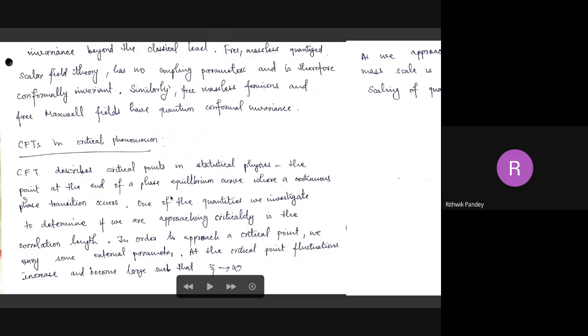Basically, we are talking here about second order phase transitions. The characteristic of a second order phase transition is that as we approach the critical point, the fluctuations increase in such a way that the correlation length, which tells us how different degrees of freedom are correlated across a distance, becomes so large that it diverges to infinity. This divergence should give us a hint why conformal field theories become important at the critical point of a system.